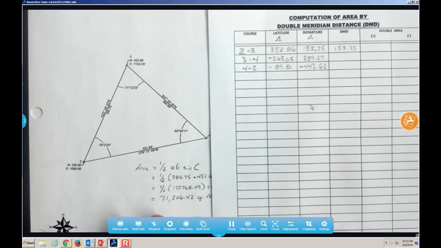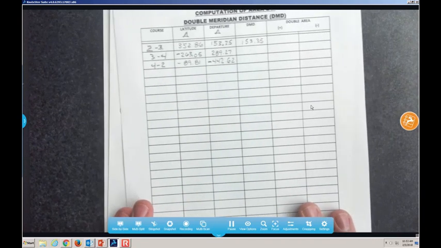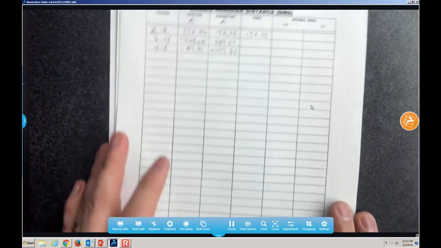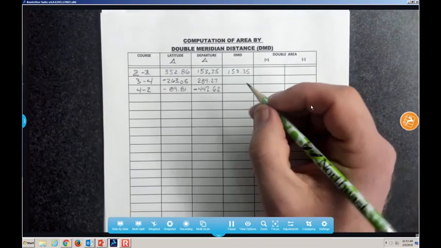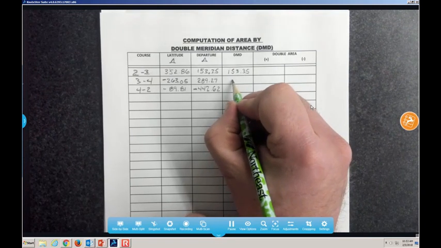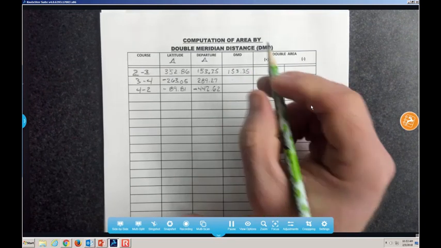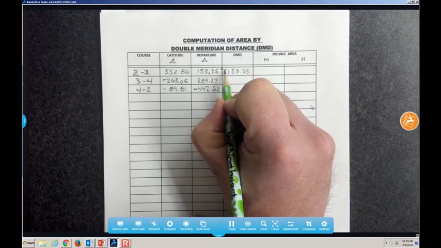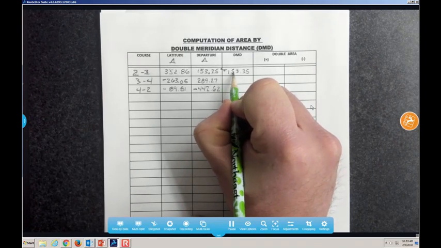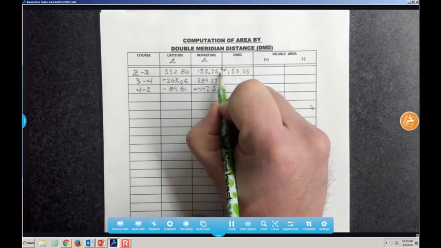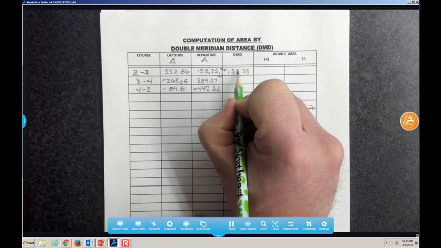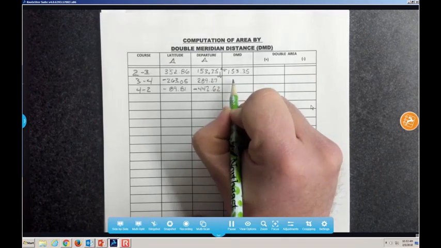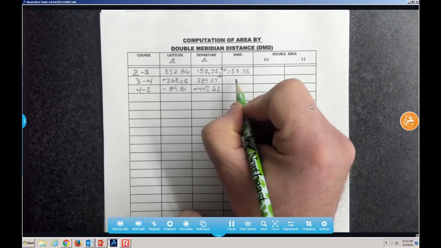So here's where the confusing part starts. I'm going to slide these over the top of each other because we don't need to see our figure anymore. We have everything we need that we extracted from it. In order to find the double meridian distance of 3 to 4, we have to take the double meridian distance and add that to the departure of 3 to 4. So someone add these together for me, and that's going to give us our double meridian distance for 3 to 4.